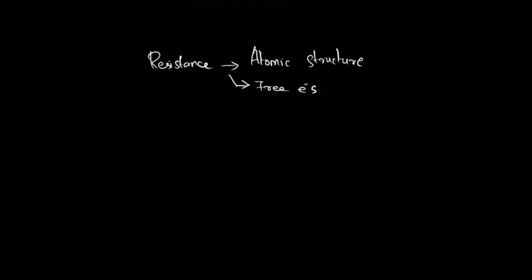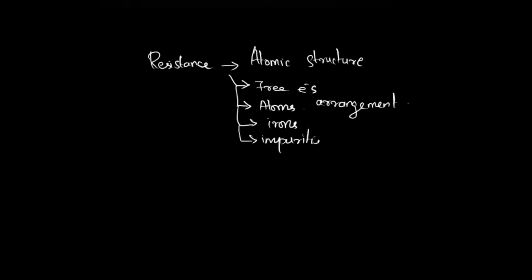Each material reacts differently to the flow of electric current. Each has a distinct atomic structure. That is, each material has different sets of free electrons. Similarly, each material has different ways in which the atoms are arranged in their atomic structure. Some will have ions and some will have impurities. Everything affects the resistance of the material.